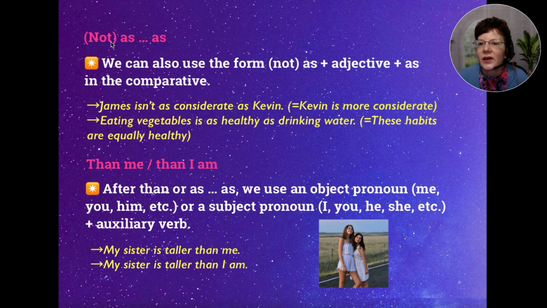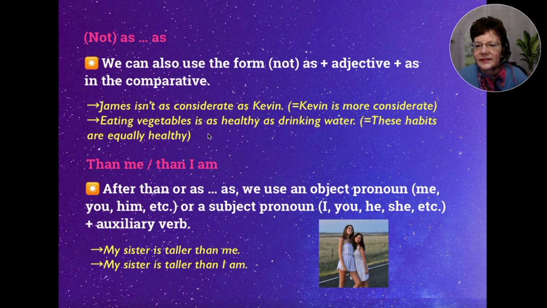Okay, let's look at not as, an adjective, and as. So we can also use the form not as plus an adjective as in the comparative. So, for example, Jane isn't or is not as considerate as Kevin. And this means Kevin is more considerate than James. And then we have eating vegetables is as healthy as drinking water. So this means that these two habits or activities are equally healthy.